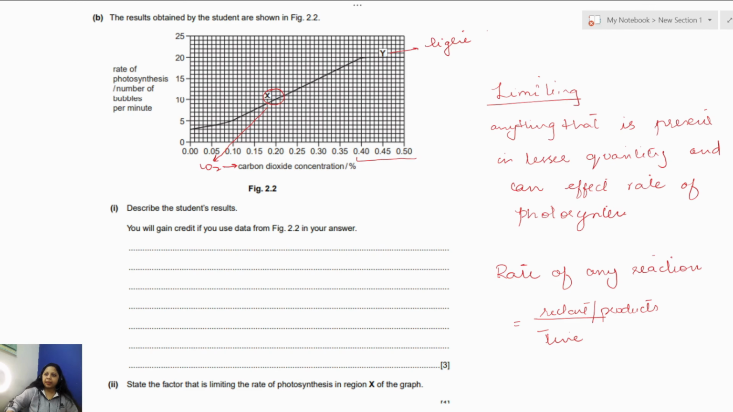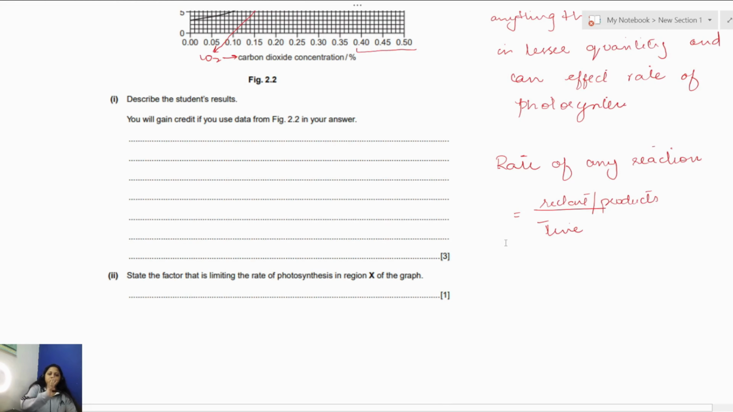Then there is another graph given. The graph is mostly about the rate of photosynthesis. These will tell you what the limiting reactant is and what is not. Explain the graph, describe the graph. How would you explain this graph if the question is like this? Before this, learn a few things. In description, you need to define 3 to 4 things.